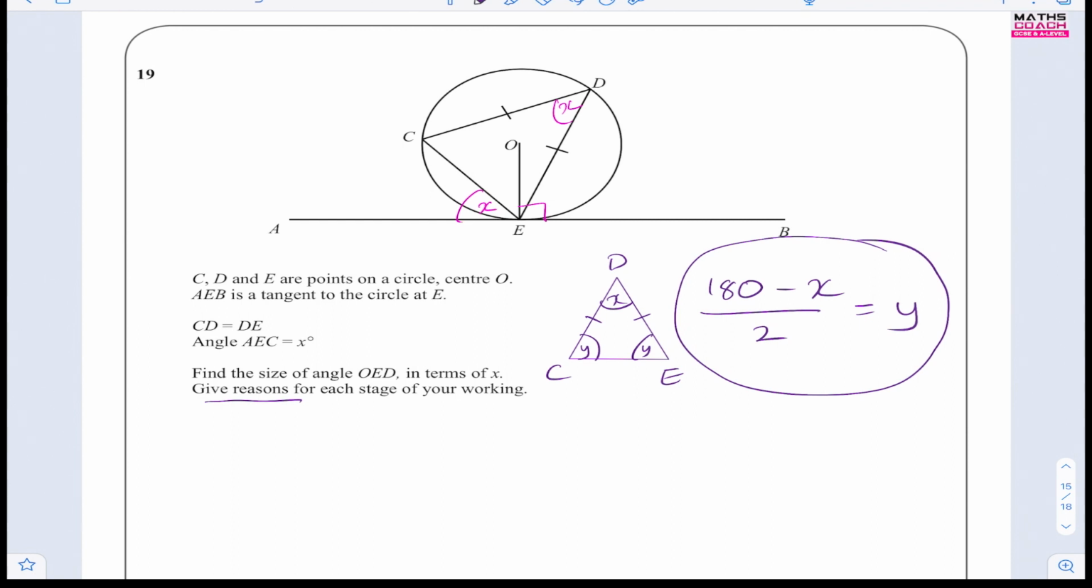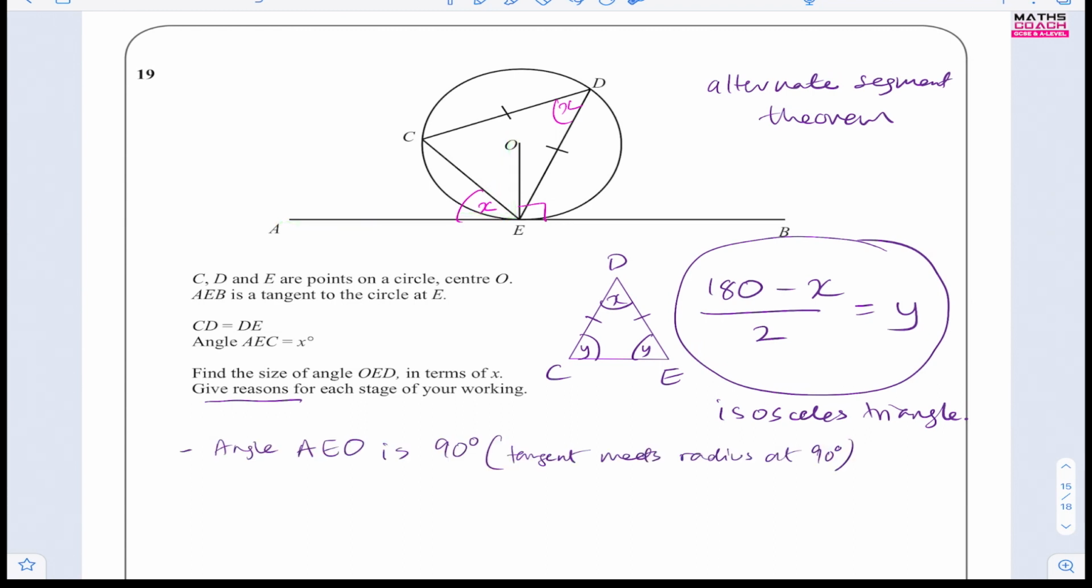Remember, it says give reasons for each stage of your working. So the first thing that we did use is the alternate segment theorem, and this is isosceles triangle. Now, earlier we said that this was 90 degrees. Well, if this is 90 degrees, this is also going to be 90 degrees. So what we can write down now is that angle AEO is 90 degrees. So here we have just written down the reason that angle AEO is 90 because the tangent meets the radius at 90. This also means that the angle OEC right there is going to be 90 minus the x.